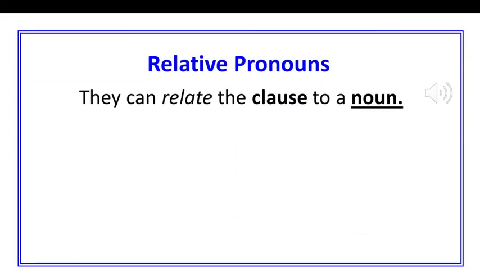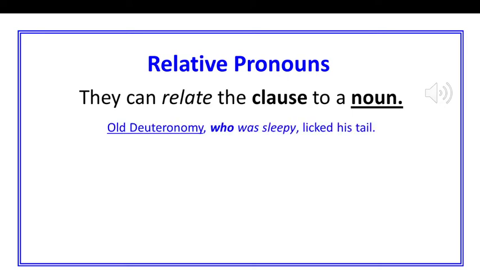So relative pronouns can relate the clause to a noun, so linking it to a noun. So here we have a sentence where old Deuteronomy, who was sleepy, licked his tail. So old Deuteronomy is a character, and it's underlined because that is the noun, and then the word in bold is the relative pronoun. So the original sentence was old Deuteronomy licked his tail, but we've added more information there by splitting up our main clause, the clause that makes sense on its own, and inserting a relative clause. We've used the word who because it's referring to a person or a character.